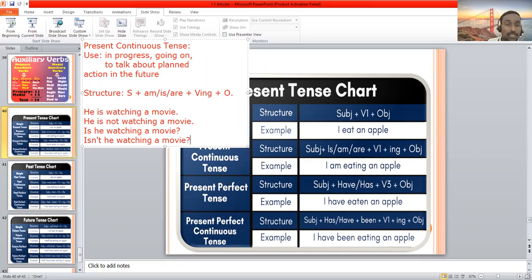Okay. So now let's go for passive. Can we make it passive? How to change this? He's watching a movie. Passive.